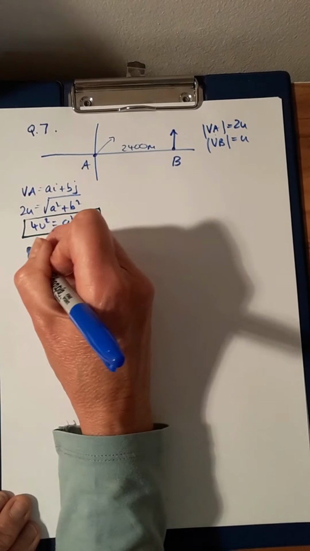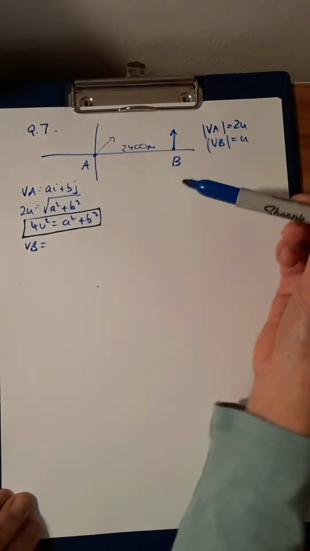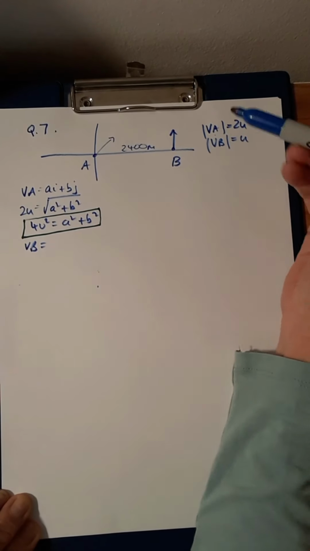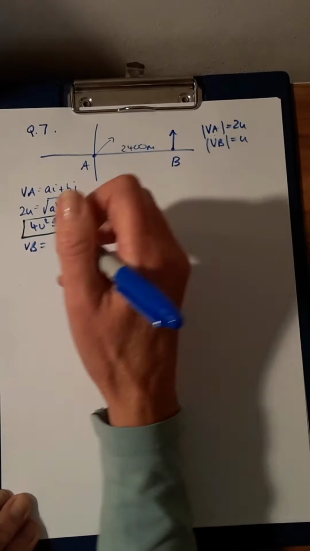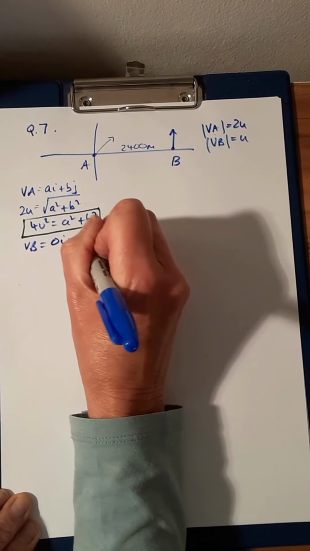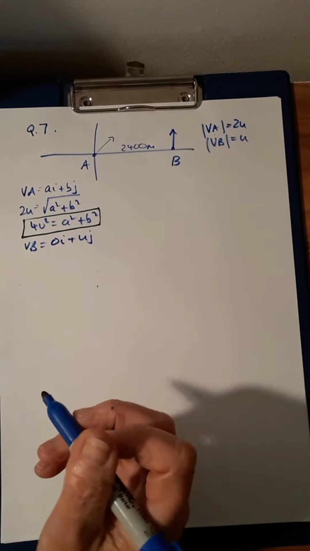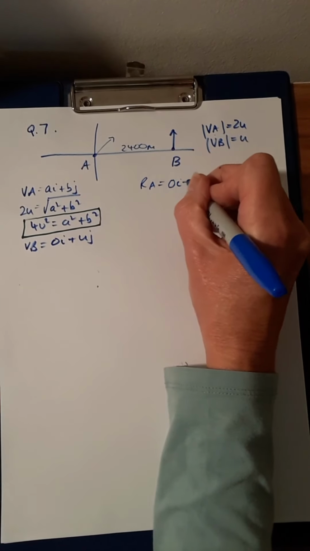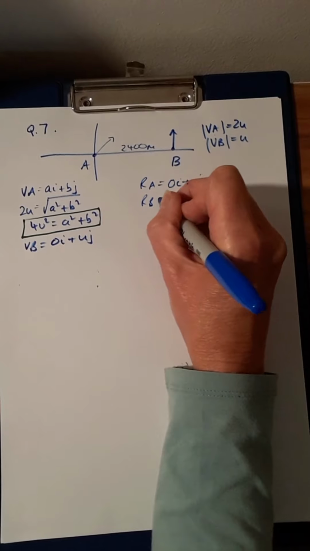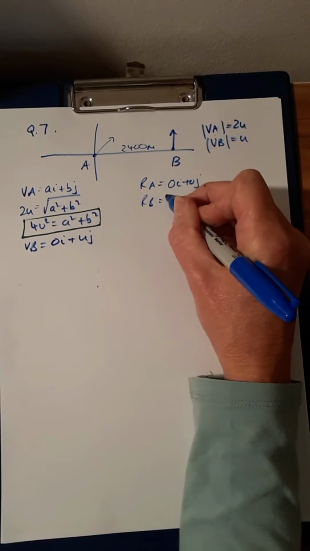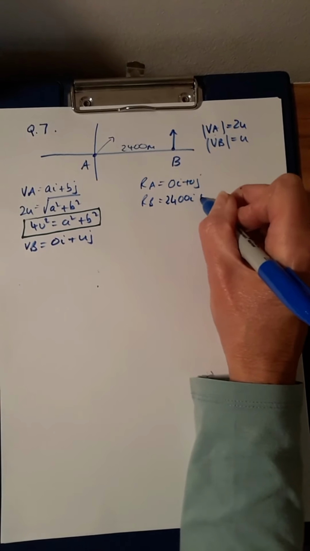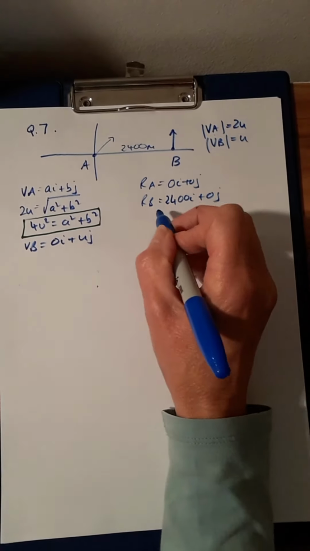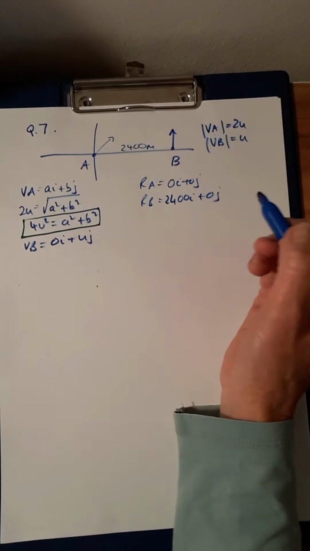Right, so what about the velocity of B? The velocity of B is heading northwards with the speed of u. So this is going to be just 0i plus uj. Okay, what's the position of A? The position of A is at the origin, and what's the position of B? It's 2400i plus 0j.